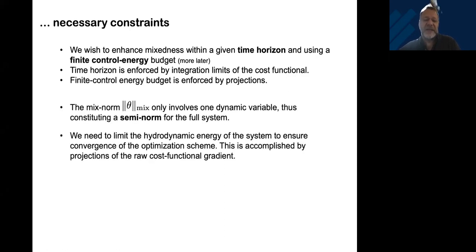Okay, so the mix norm only involves the dynamic variables. Only theta goes into the mix norm. U is not really there, but we have a governing equation for U. Every time you have an optimization or a control problem where what you control does not involve everything that you have a governing equation for, you actually have what's called a semi-norm problem. So that means you have a hidden variable, in our case it's U, that can be as high as it wants to be because it's never penalized. It never shows up in the cost functional that we wish to optimize.